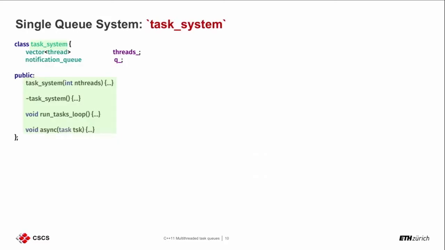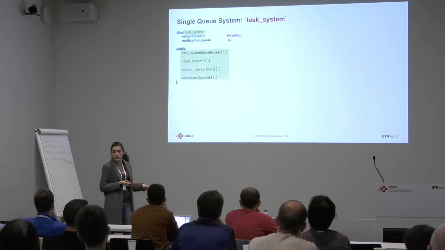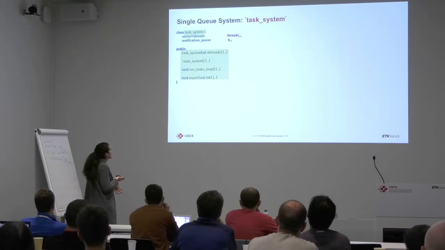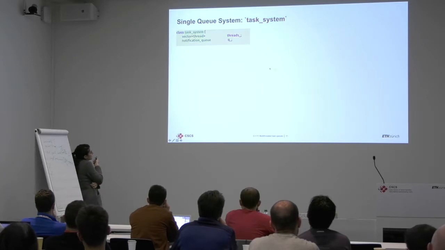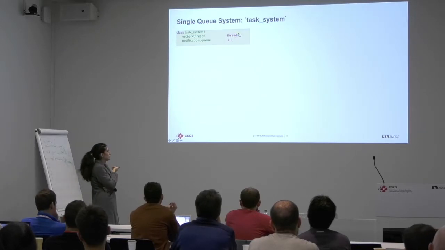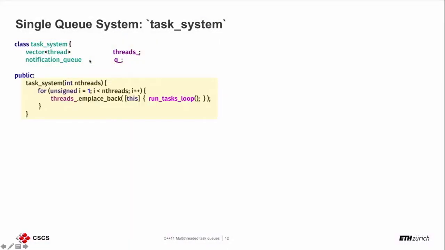Okay, so this is how we're going to implement it. I'm going to start with describing the task system class, and then go and describe the notification queue. So our task system basically contains a vector of threads. That's our thread pool. And it contains our notification queue, which we will see in more detail after we describe task system.